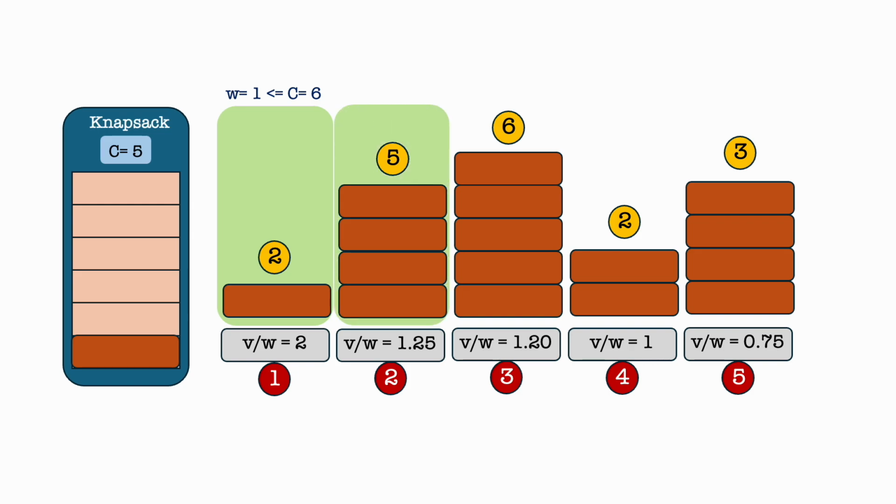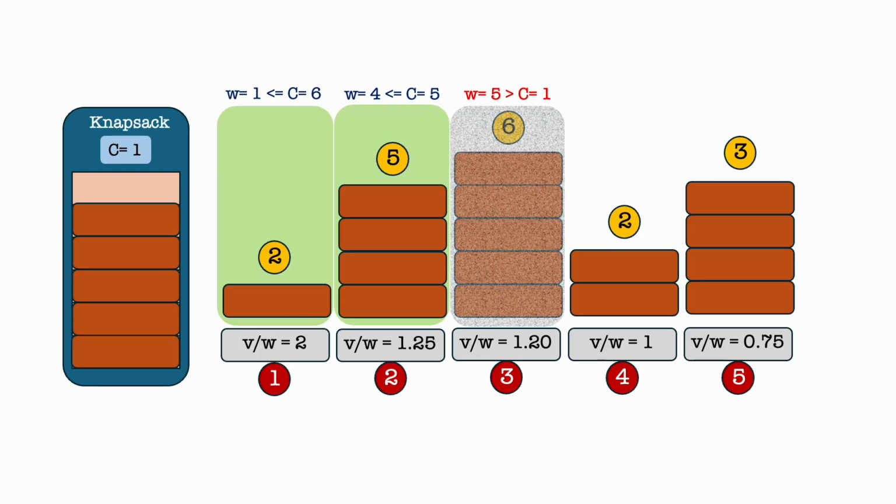Let's try the second item in the order. Since its weight is less than the weight capacity of the knapsack, we keep this item in the knapsack. Now the weight capacity of the knapsack is 1. Let's try the third item. Its weight is greater than the capacity. We cannot keep this in the knapsack.